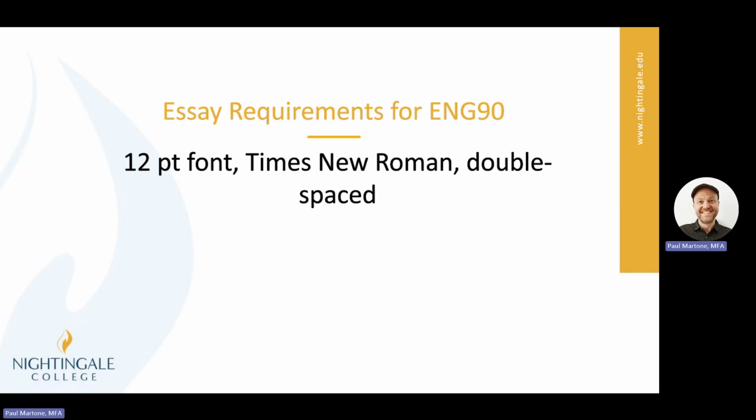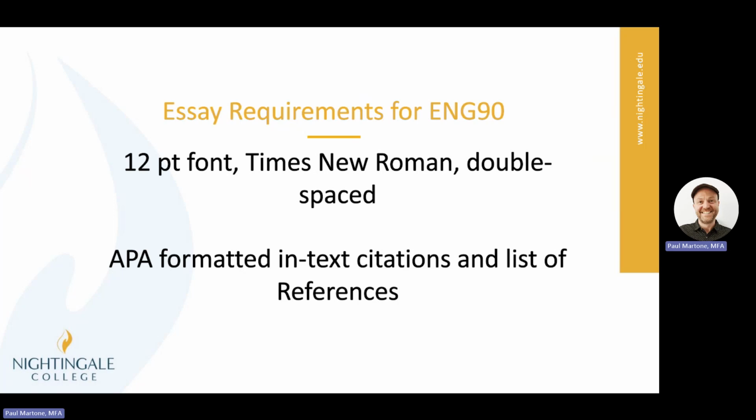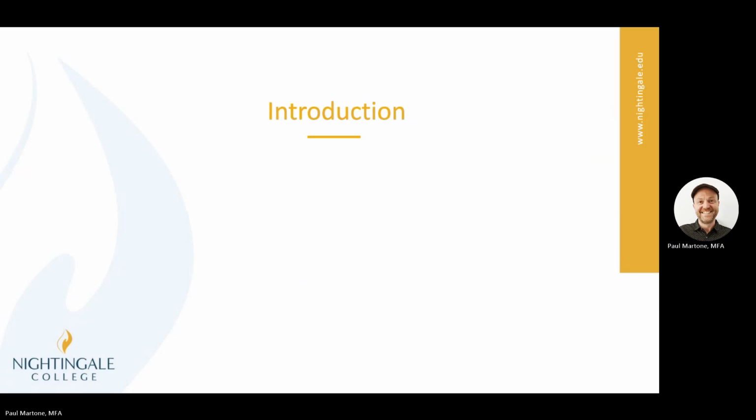Okay, a few more guidelines for your essay in English 90. You need to utilize 12-point font, Times New Roman, double-spaced. APA formatted in-text citations and list of references. Please note that you are not required to include an in-text citation for your rough draft essay, and that your final essay must include one in-text citation, which is to say one direct quote with an in-text citation and a references section.